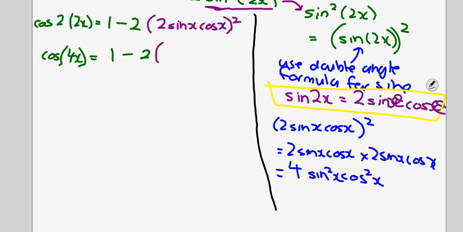Alright, so 2 sine x cos x. Why is it 4? Because 2 times 2 is 4. Good. Why is it sine squared x? So sine x times sine x is sine squared x. Good. And cos squared x. Okay, good. So now let's put this in. A lot of people aren't sure why, so that's why I'm saying that one. So 4 sine squared x cos squared x.